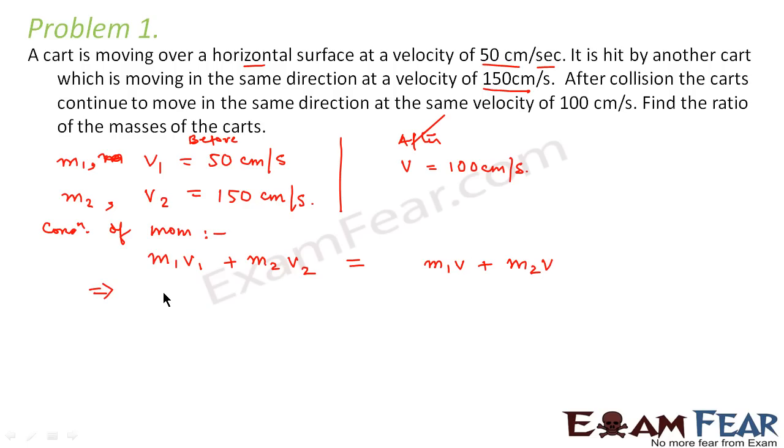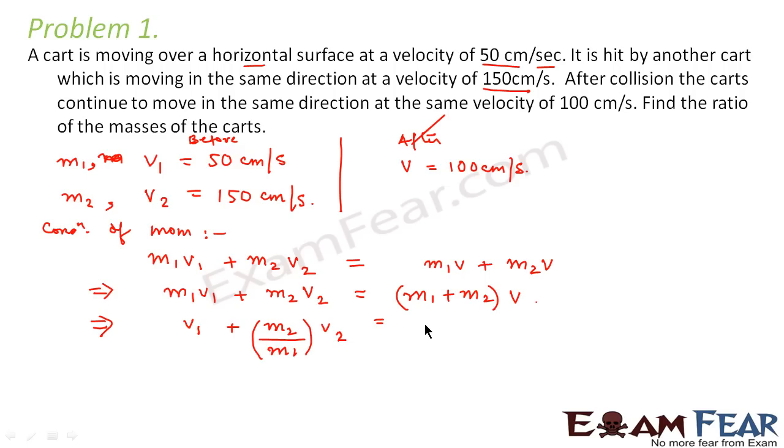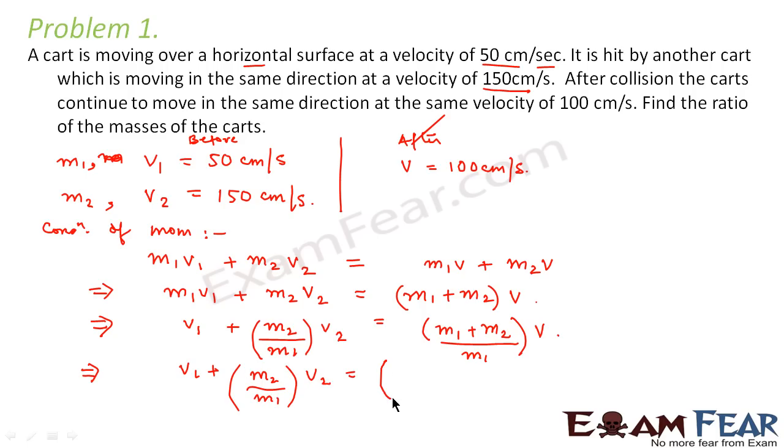velocity. Now let us try to solve this. m1 v1 plus m2 v2 is equal to m1 plus m2 into v. Now if I divide this entire equation by m1, we get v1 plus m2 by m1 into v2 is equal to m1 plus m2 divided by m1 into v. Therefore, we get m2 by m1 into v2. This is equal to 1 plus m2 by m1 into v.